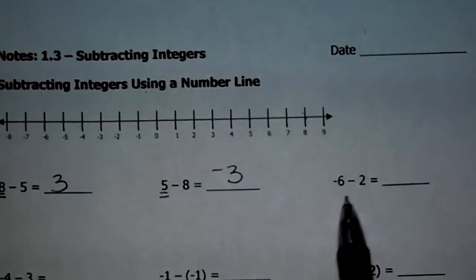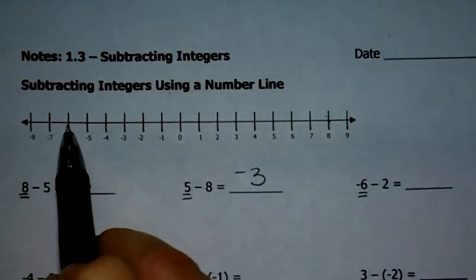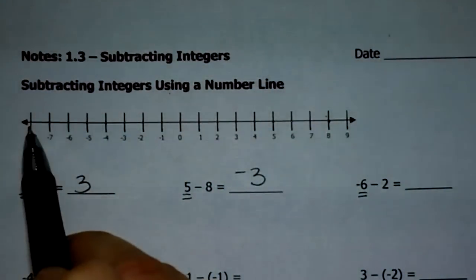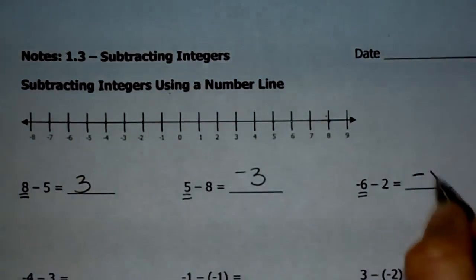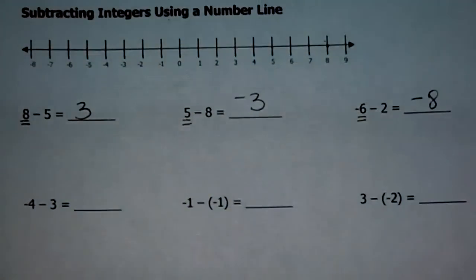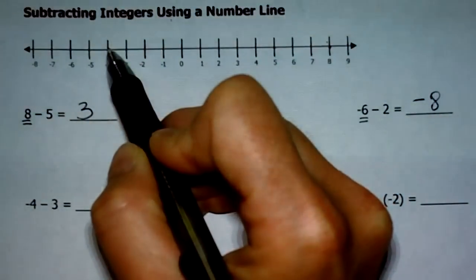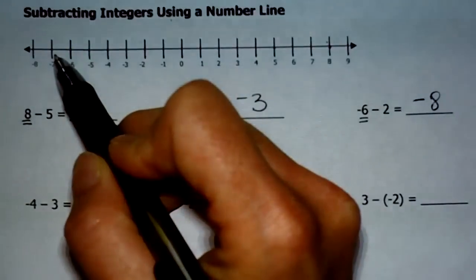All right, negative 6 minus 2. Negative 6 tells me where to start. Here's negative 6 right here. If I want to take 2 away, that means move 2 to the left, 1, 2. So negative 6 minus 2 is negative 8. Keep going. Negative 4 minus 3. Here's negative 4. If I want to take 3 away, that means 3 left, 1, 2, 3. That gives me negative 7.